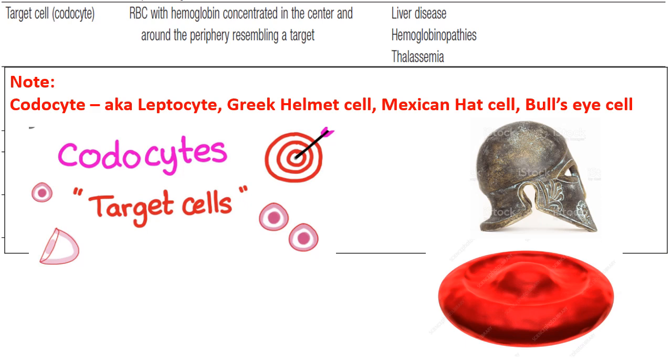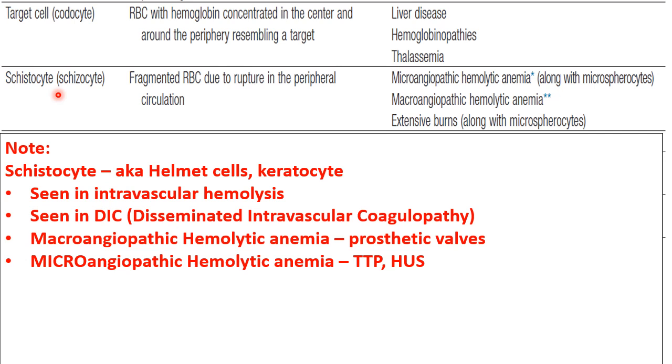Schistocyte naman tayo or schizocyte. Schizocyte, also known as helmet cells or keratocyte. Okay? Dito naman, madalas silang makita in intravascular hemolysis such as in microangiopathic hemolytic anemia and macroangiopathic hemolytic anemia. So, lagi silang partner with your spherocytes. Okay? And in other conditions, it is mostly seen in intravascular type of hemolysis, DIC or disseminated intravascular coagulopathy.